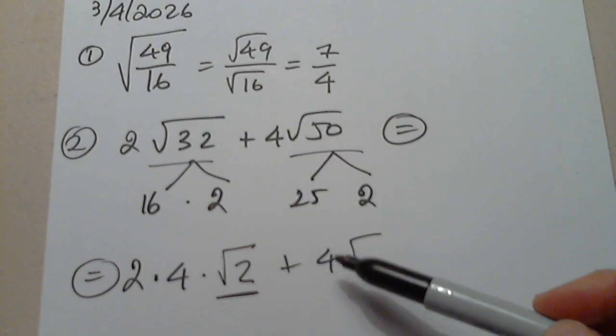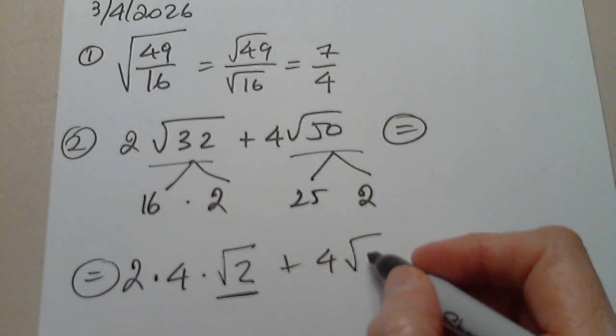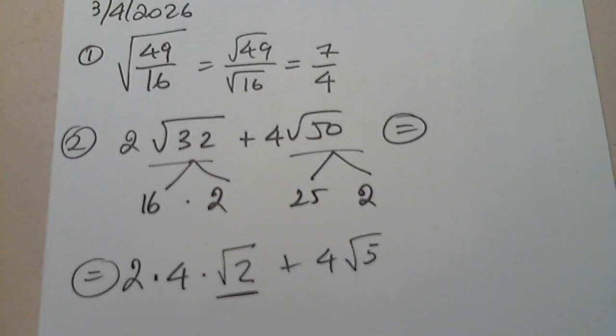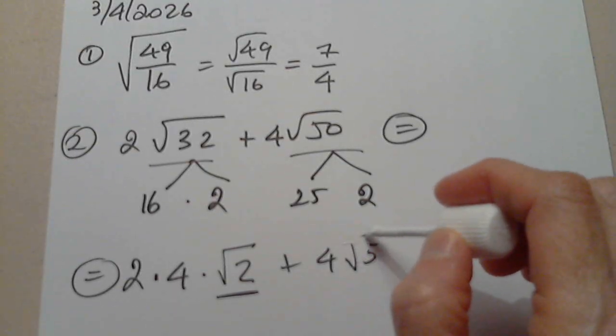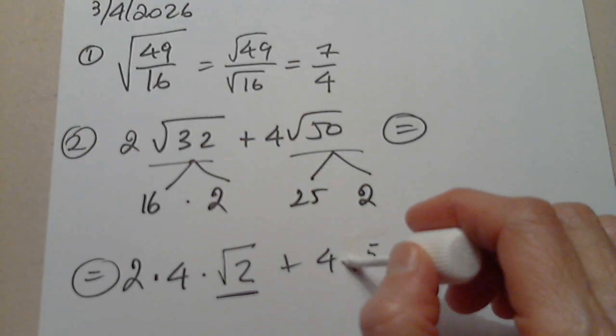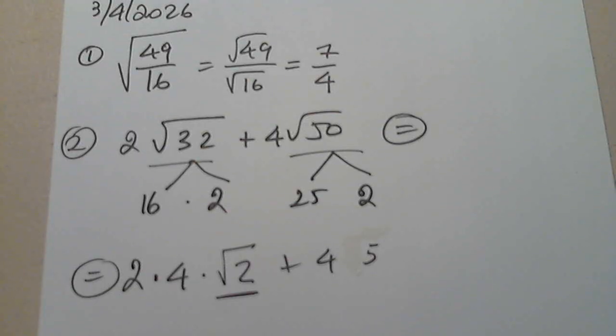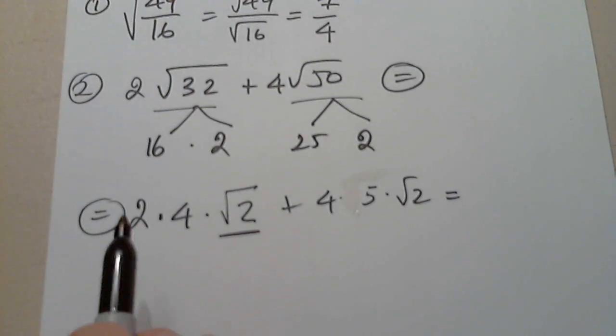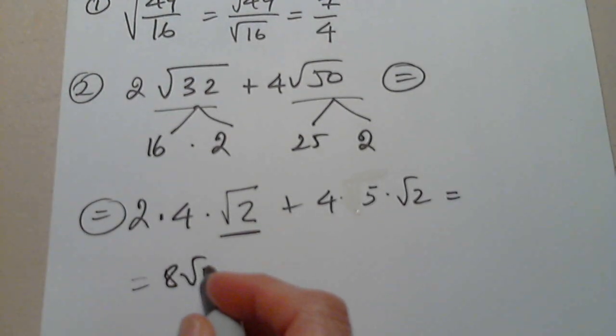Good. Then I have 4, the square root of 25. I already took the square root because I don't want to have 2 different situations here. I want to use the same step. So the square root of 25 is 5, and then times the square root of 2, which is irrational and we cannot do anything about it. Good.